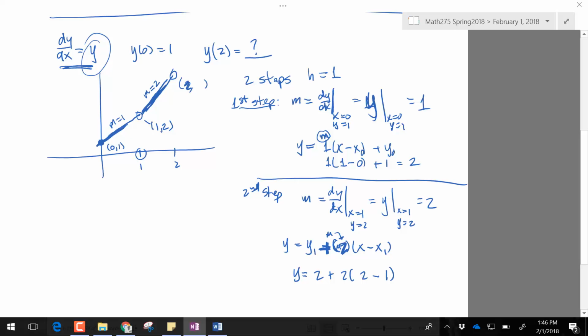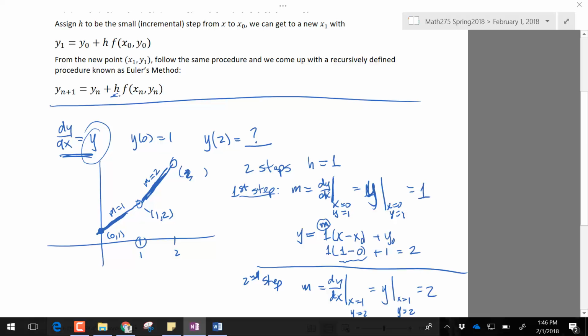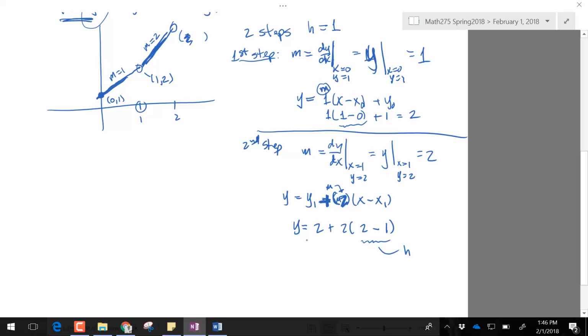Is x minus x1 confusing? Because you know what that is? x minus x1 is just h. This is h. Anyways, what do we get here? 4. 2 plus 2 is 4. Okay. So that's fairly boring.